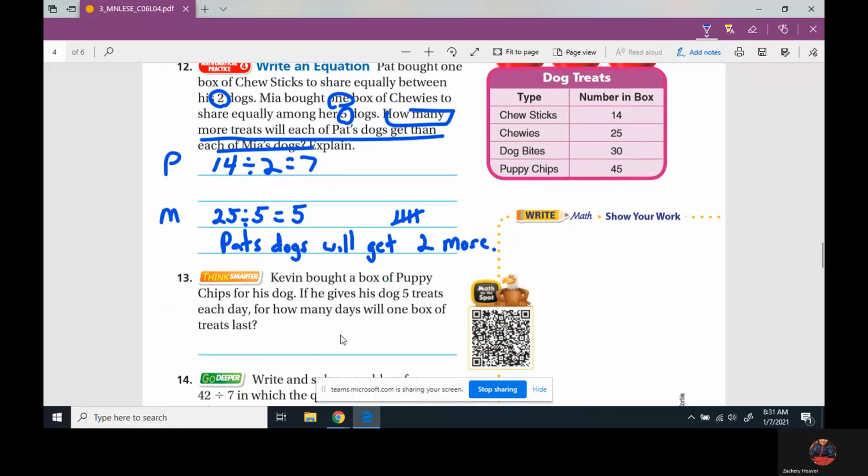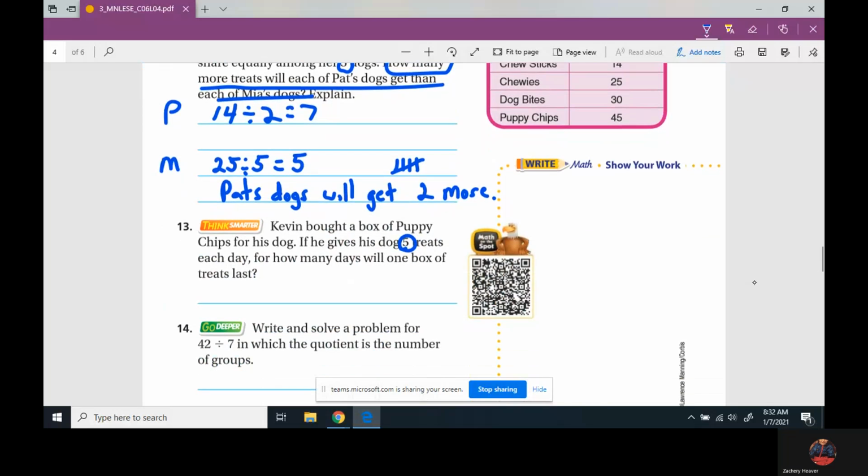The next one. Kevin bought a box of puppy chips for his dog. If he gives his dog 5 treats each day, how many days will 1 box last? So puppy chips, there's 45. We can draw 45 counters. That's going to be a little tough. So the question actually is going to be 45 divided by 5 because it's 5 each day. So if I skip count by 5 to 45, I have 5, 10, 15, 20, 25, 30, 35, 40, 45. How many days do I have? 9 days.